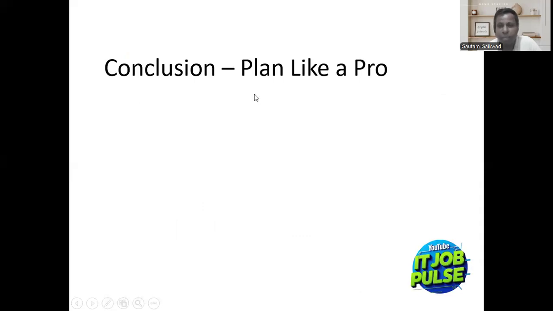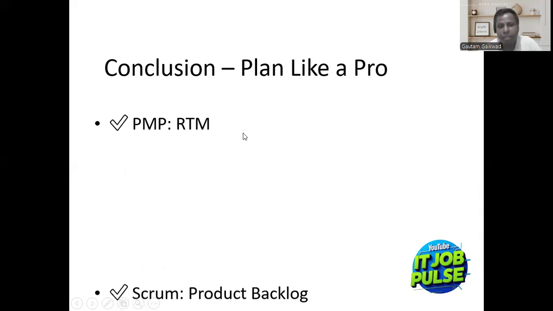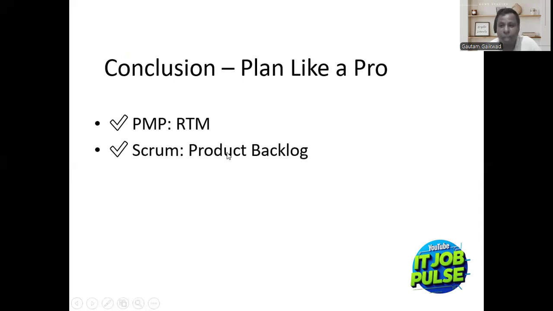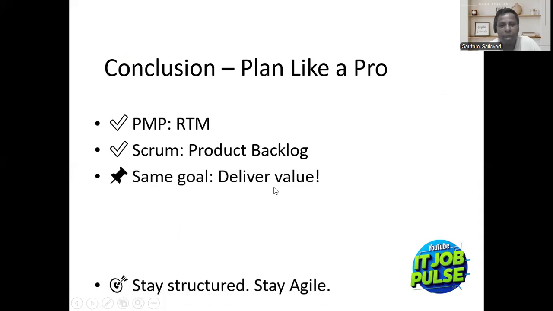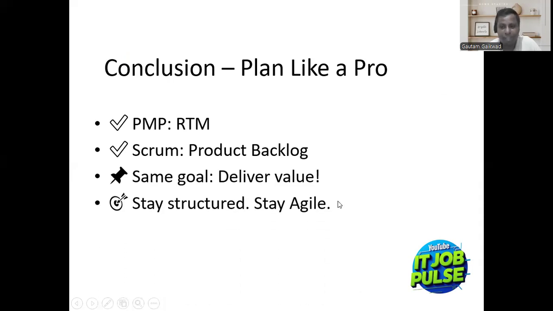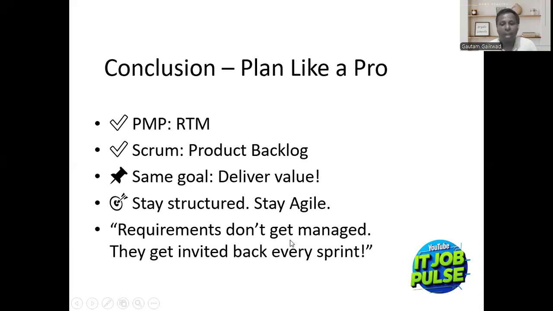So it's conclusion time. Plan like a pro. It's PMP, RTM, that is requirement traceability matrix. Don't get angry with me, how many times I'm saying RTM and giving you the full form. Scrum is equal to product backlog, right? Same goal, deliver value. Stay structured, stay agile. Requirements don't get managed, they get invited back every sprint. So this is what we discussed about waterfall and Agile, and it was more related to scope.